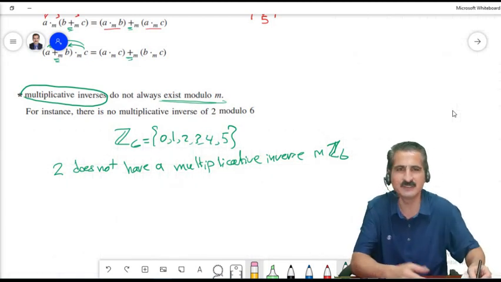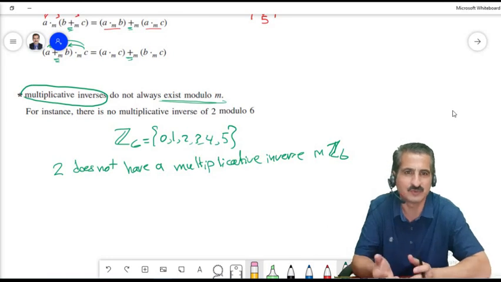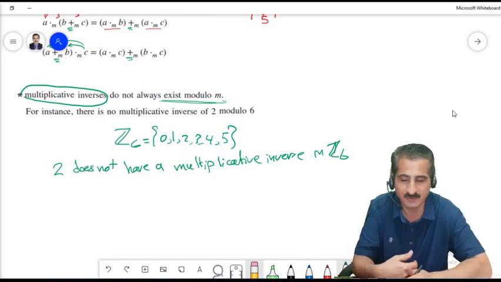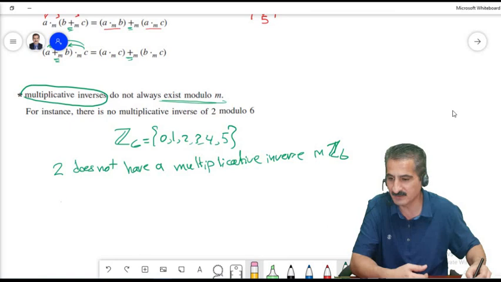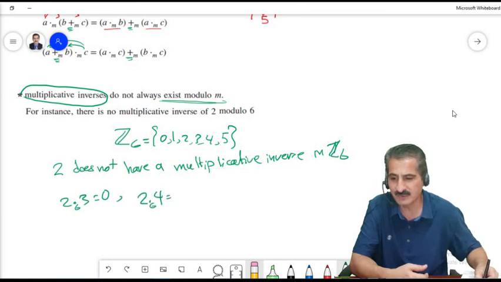2 by 0 is 0. 2 by 1 is 2, not 1. 2 by 2 is 4, not 1. 2 by 3, working modulo 6, is 0, not 1. 2 by 4 is 8, modulo 6 is 2. 2 by 5, modulo 6 is 4.